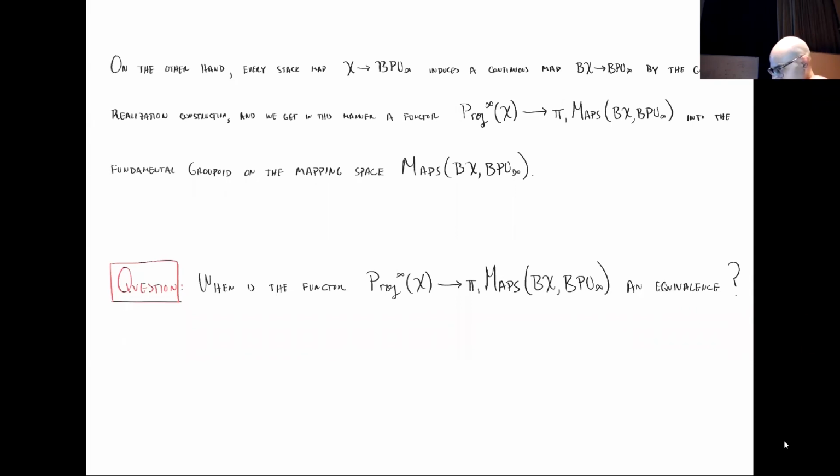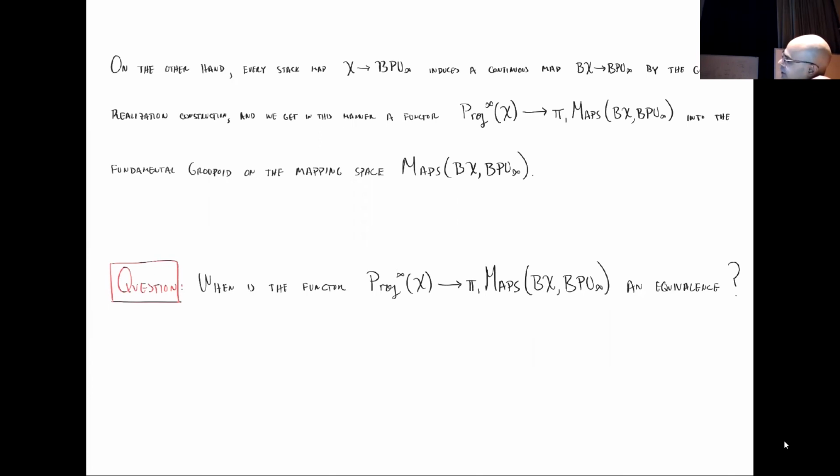Here, the classifying space of X, or the homotopy type of the stack, can be constructed in terms of a Lie groupoid presentation. So we can choose a Lie groupoid which presents the stack X, and then we can take the Čech nerve of this Lie groupoid, and this nerve is a simplicial manifold whose geometric realization is by definition the classifying space of X, or the homotopy type of X. So the weak homotopy type of this space is independent of the Lie groupoid presentation, and in fact this construction is functorial in some sense. So out of any stacky map from X onto the classifying stack of PU infinity, we can produce a continuous map from the classifying space of X into the classifying space of PU infinity.